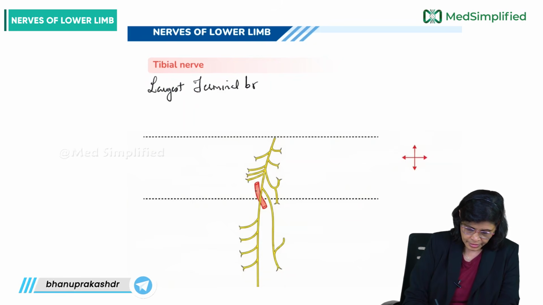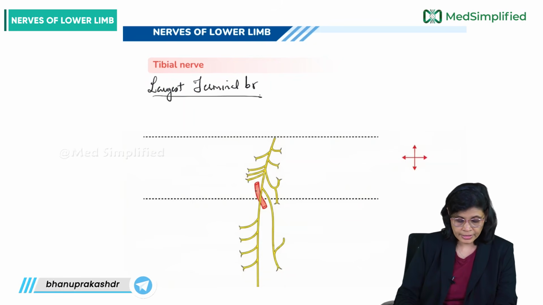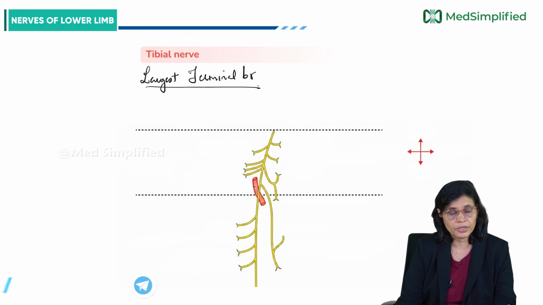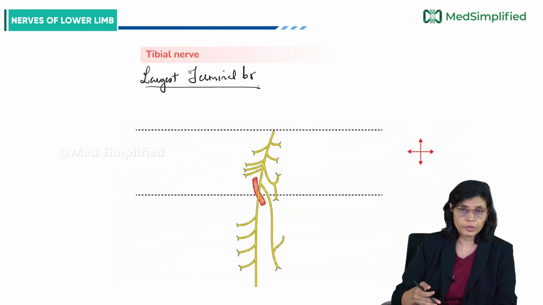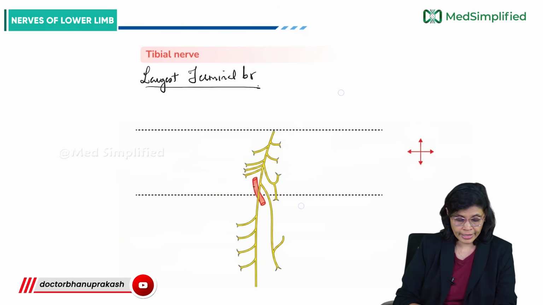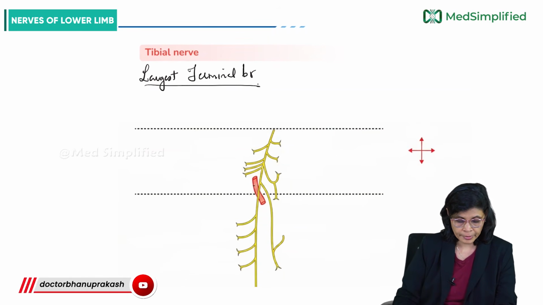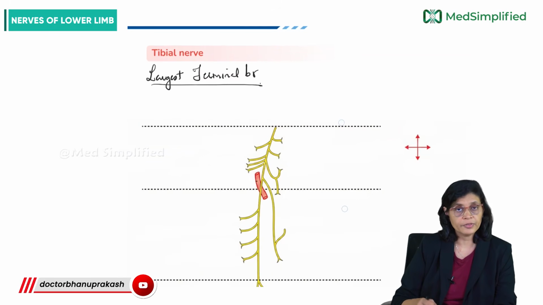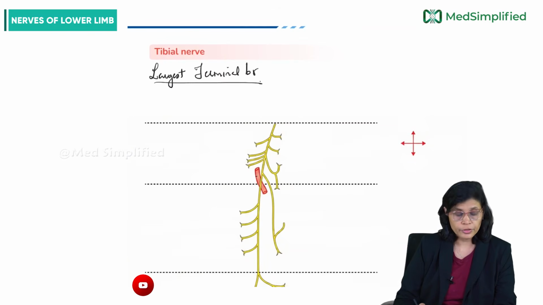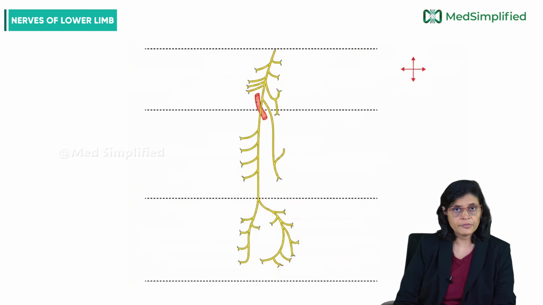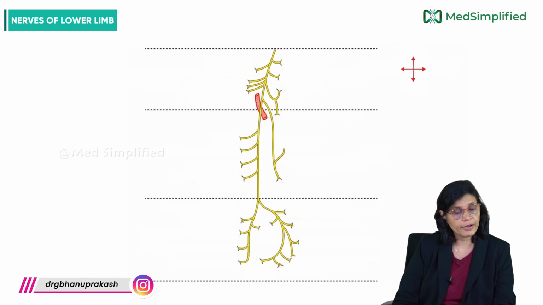It's the largest terminal branch of the sciatic nerve. This nerve begins at the superior angle of the popliteal fossa and passes down in the middle of the popliteal fossa, and then it will enter the posterior compartment of the leg. Once it supplies the structures in the posterior compartment of the leg, it will enter the foot by passing beneath the flexor retinaculum, and there it will divide into medial and lateral plantar nerves or branches.